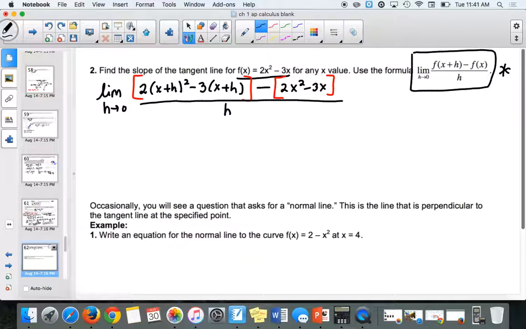Yeah, Katie? So you just got the first formula by just plugging in x plus h for every x? That's it. And that's what you do when it says any x value. If it says any x value, you have to leave x in there. But if it said at x equals 2 or whatever, plug in 2. So you'd have between 2 and 2 plus h.